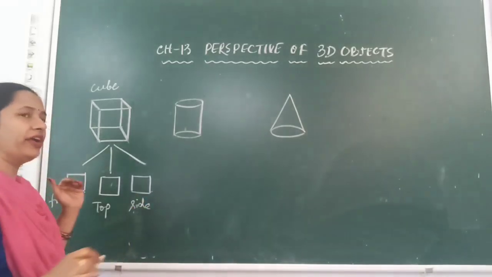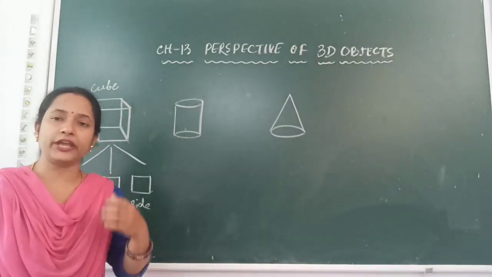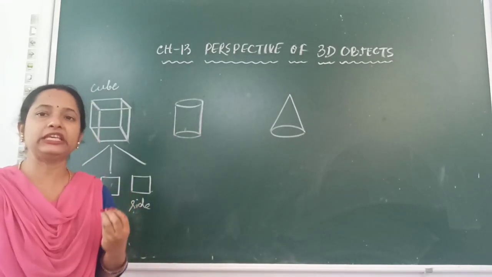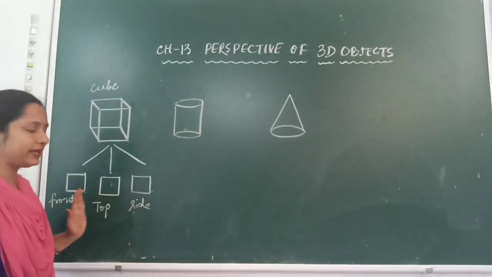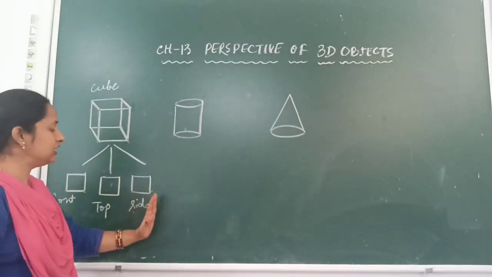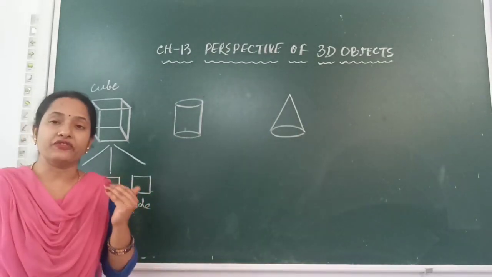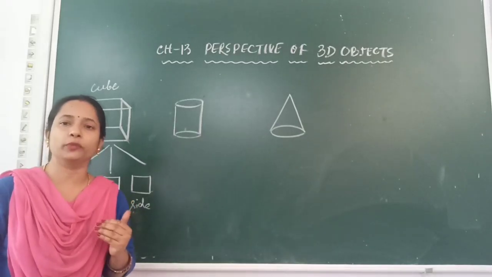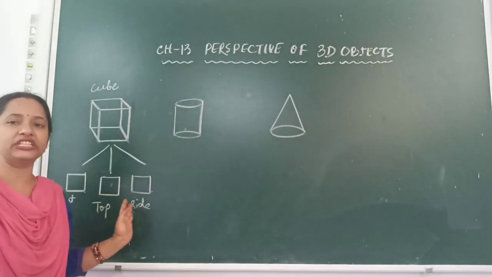So from every angle, means if you are trying to view the top view, side view and front view of any cube, from all the angles it will look like a square. So the views of any 3D object are flat figures.